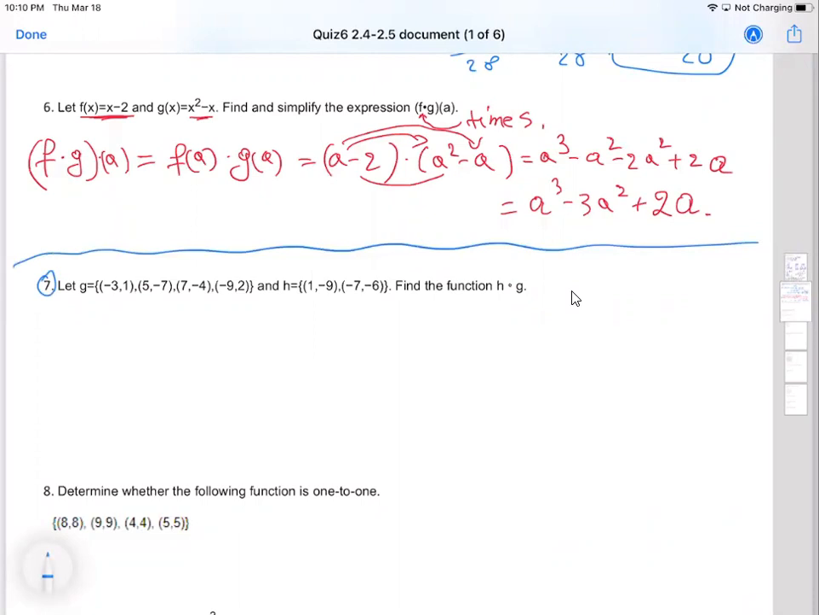Let g equals, so we have g is a function, and we're given this function in set notation. That means that we're given all the ordered pairs that make up the function. Then we're given h, another function. H also is given in set notation. We want to find h composed with g.